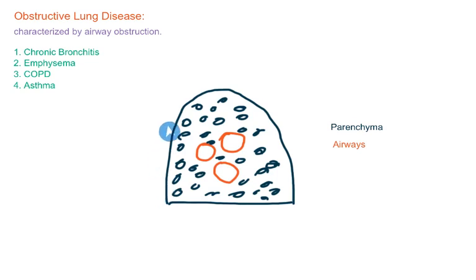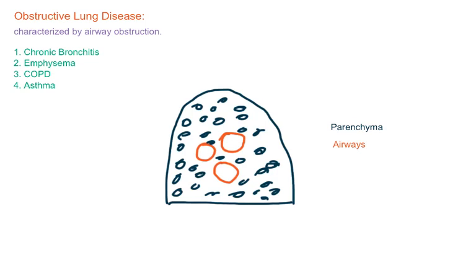Now consider this a normal cross-sectional view of the lung. The red ones are the airways in the lung, and the blue area around it is the parenchyma. In obstructive lung diseases, the parenchyma, which is rich in elastic tissue, remains normal, but the airways become narrow due to obstruction. This obstruction can be due to three main reasons.